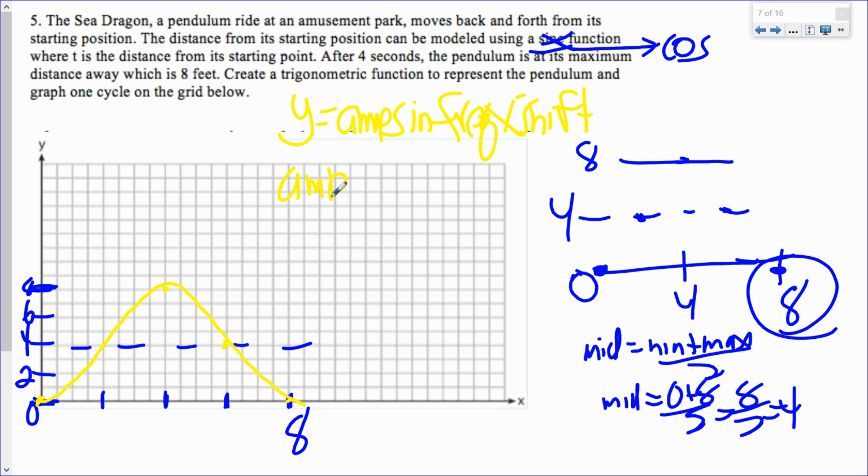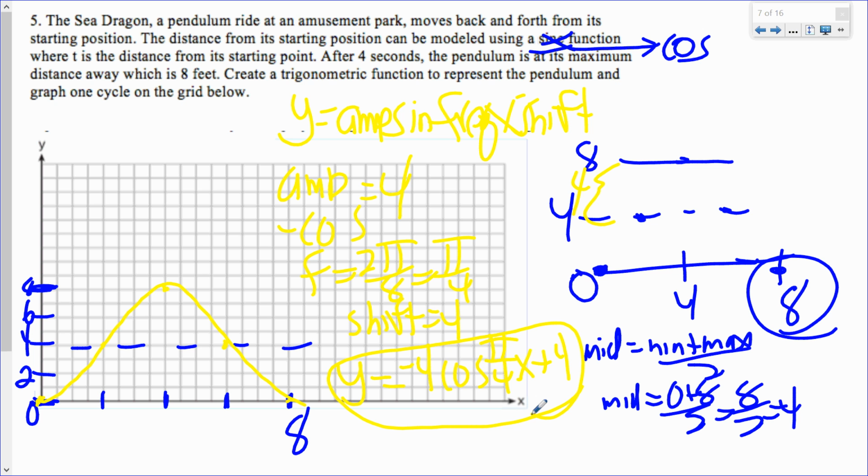My amplitude is the distance from the midline to the max, or the min, which is 4. This is a negative cosine. Frequency is 2 pi over the period, which is 2 pi over 8, which reduces to pi over 4. Shift is 4. y equals negative 4 cosine pi over 4 x plus 4. Lots of 4s in this example.